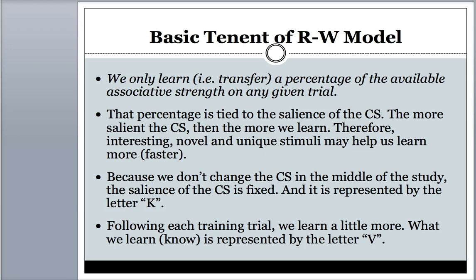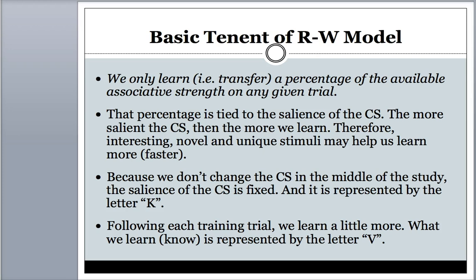So the important thing to remember here is that the percentage is tied to the unique, novel, interesting, and salient nature of your conditioned stimulus. That means you need to pick a really good conditioned stimulus if you want learning to happen quickly, okay? The more interesting it is, the more novel it is, the more unique it is, the faster you will learn on each trial.